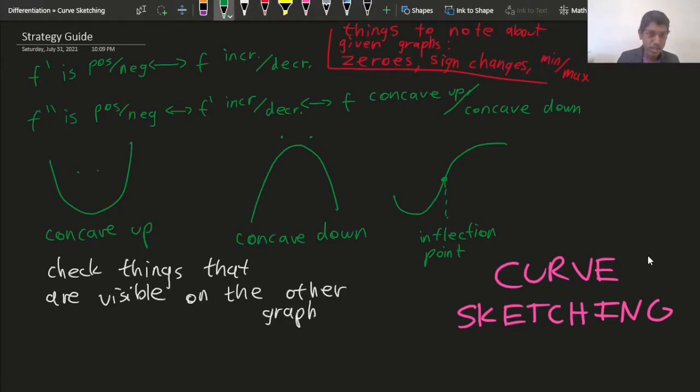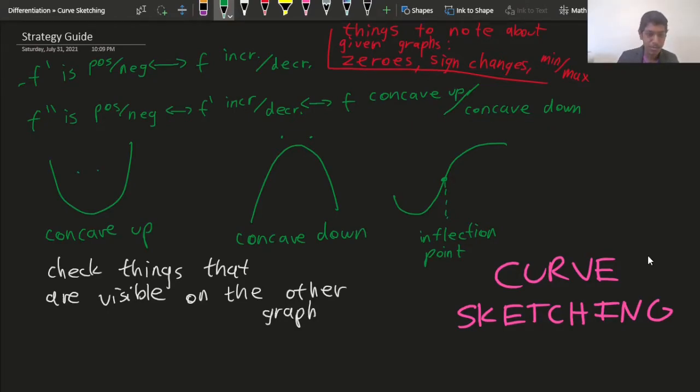So here's a quick review of the main things about f prime and f double prime. The sign of f prime can tell you whether f is increasing or decreasing, and the sign of f double prime can tell you if f prime is increasing or decreasing. But the other thing with f double prime is it can also show you concavity for a given point.